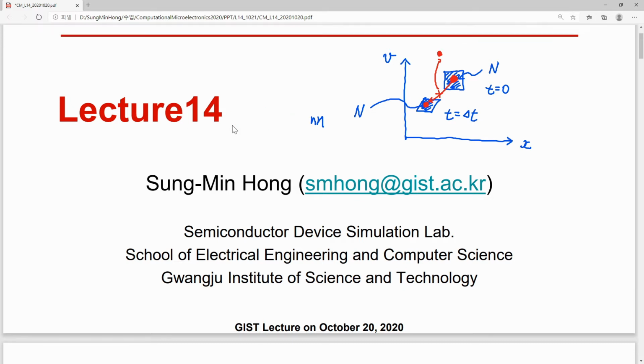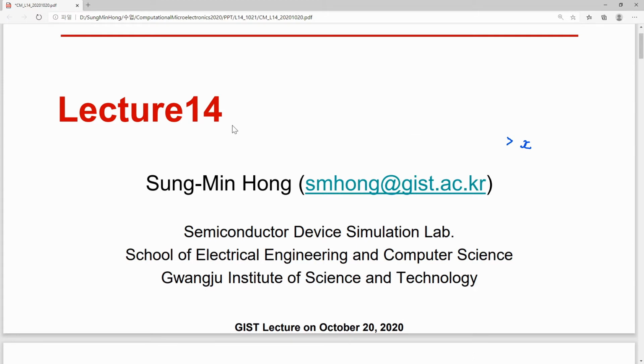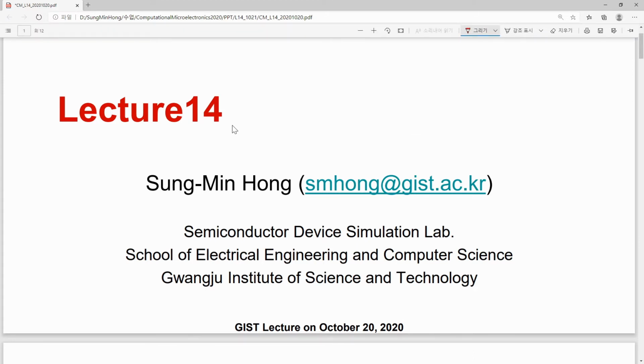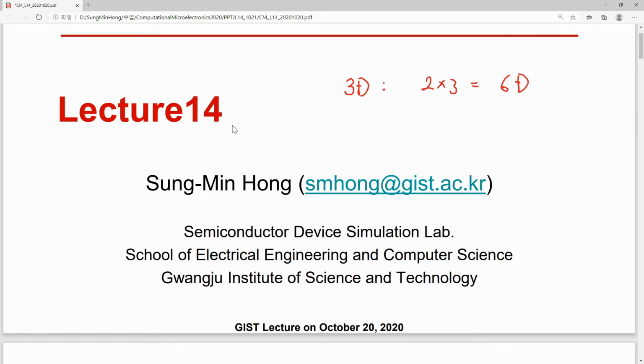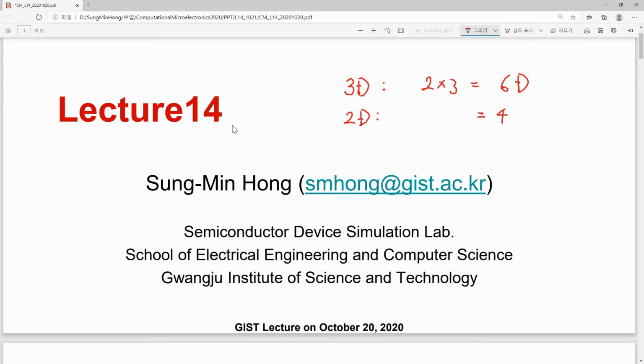Now we understand one thing. In semi-classical transport, the Boltzmann transport equation is the governing equation and we have to solve it. However, I also told you about the dimensionality of our Boltzmann equation. If we have, for example, a three-dimensional device, then its phase space is 2 times 3, so we have a 6-dimensional problem. Of course, if we have a lower dimensionality like a 2-dimensional case, then it will be just 4-dimensional.